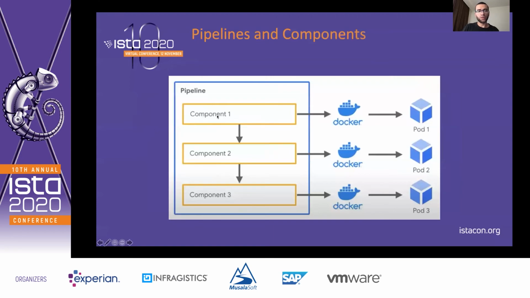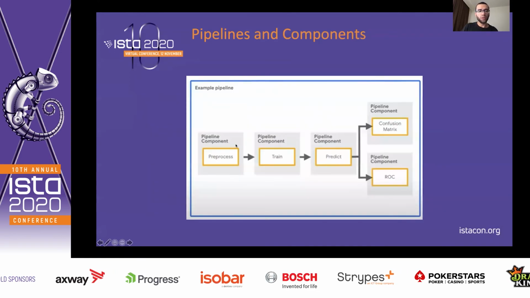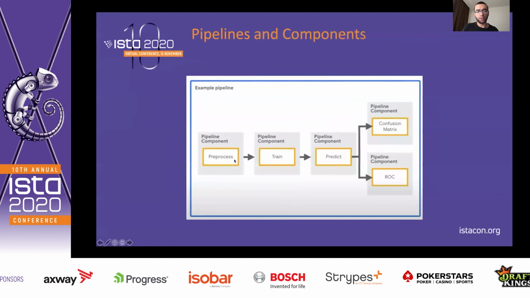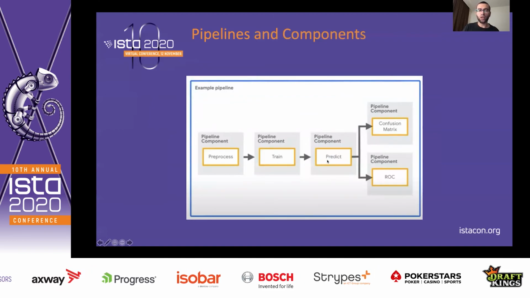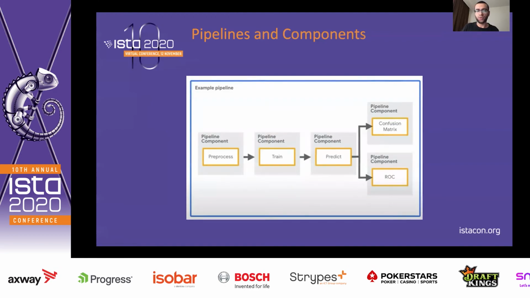This is the general structure: you create a workflow of components, and each component is in a Docker container, which in turn is on a Kubernetes pod. And in these components, you can put machine learning tasks like data preprocessing, training, predicting, and any other from the data science process that we mentioned.